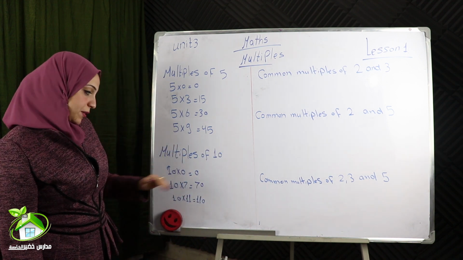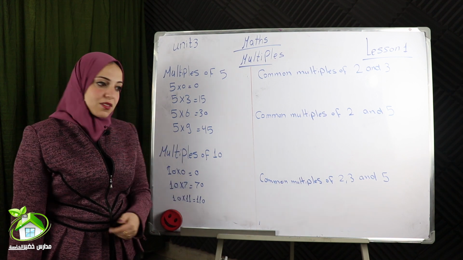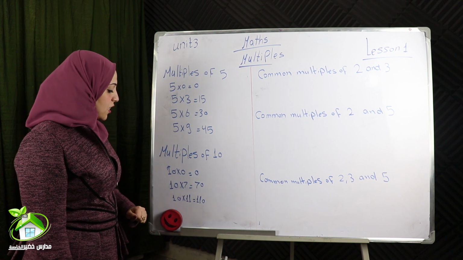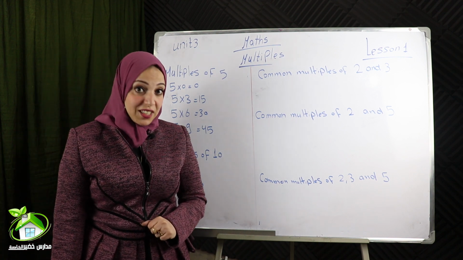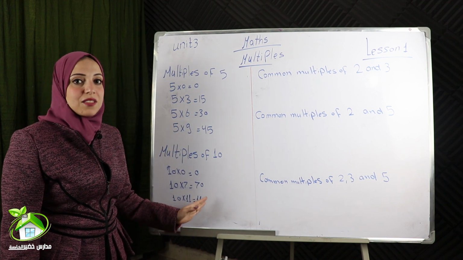If I want to list multiples of 10, as I did before, I multiply 10 by many whole numbers. 10 times 0 equals 0, 10 times 7 equals 70, 10 times 11 equals 110, and I notice that for all the multiples of 10, the unit equals 0.